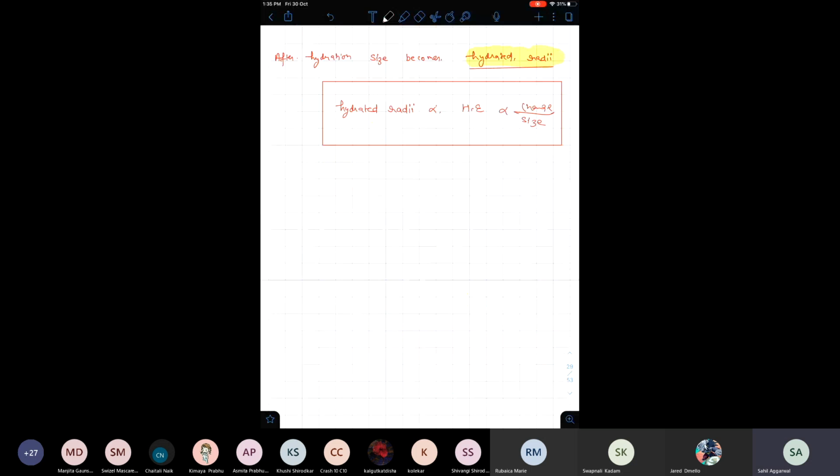A cation will have higher. Why? On the basis of size. You can say that. Among cations, we have to see. If we see cation and anion, the cation will be higher, obviously.